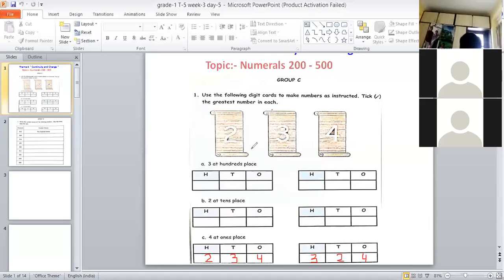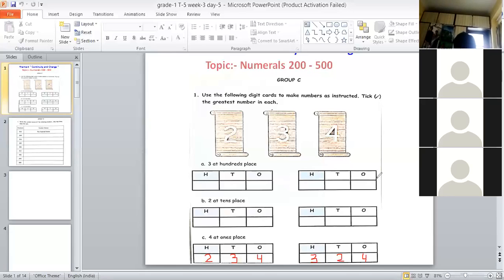Okay. Now, Sudhamsh, are you there? Sudhamsh? Yeah. Finally, you are there. Okay. Sudhamsh, now we have to put our tick at the greatest number.